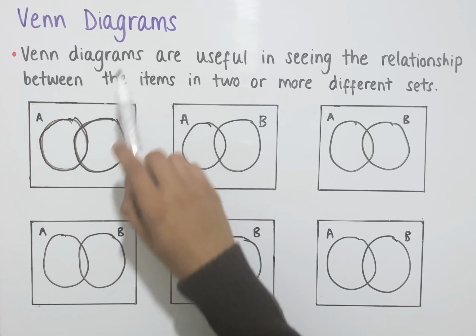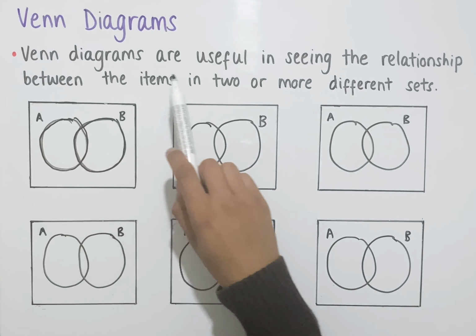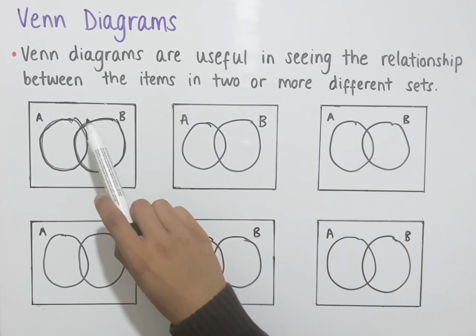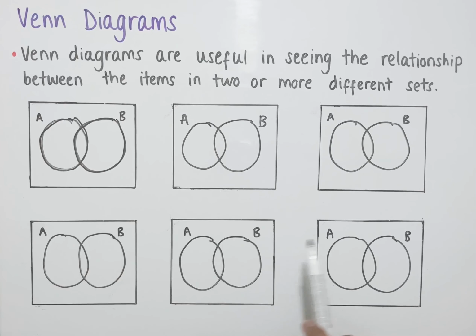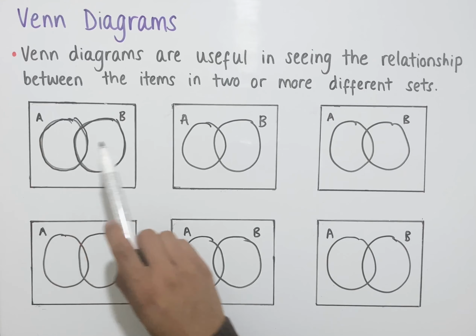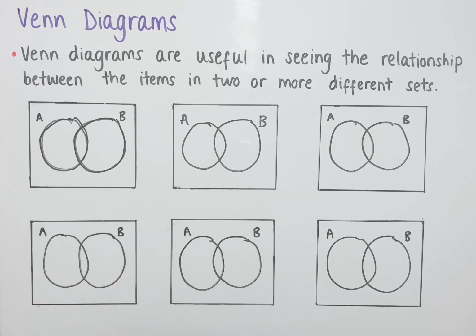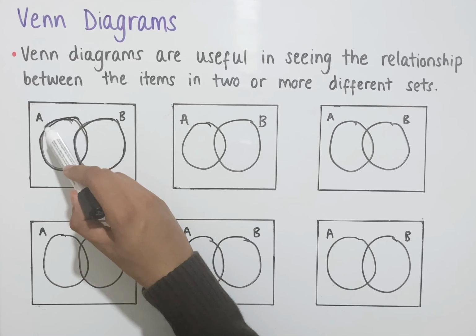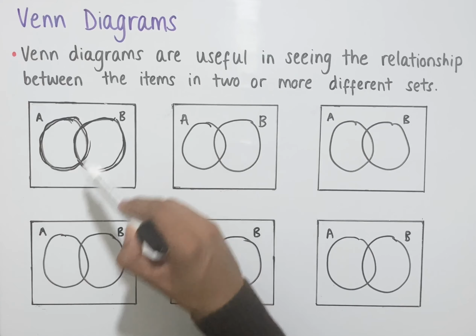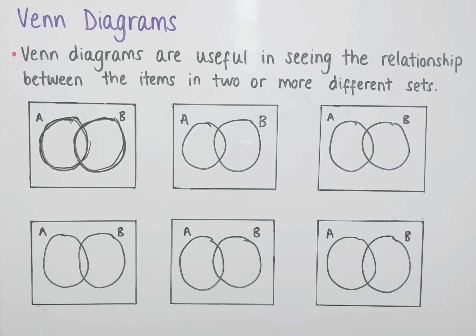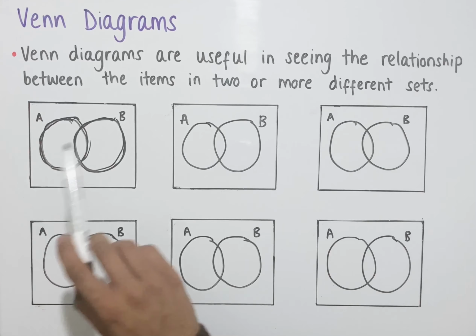Let's look at Venn diagrams. Venn diagrams are useful in seeing the relationship between the items in two or more different sets. So we've got 6 Venn diagrams here. Within each Venn diagram, we've got 2 circles, where the first circle represents set A and the second circle represents set B. And that's 2 different sets that are formed to make one Venn diagram.